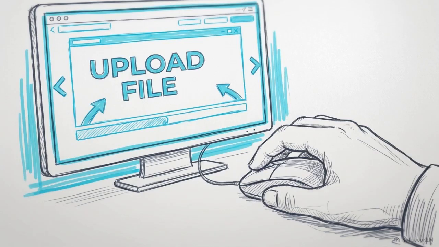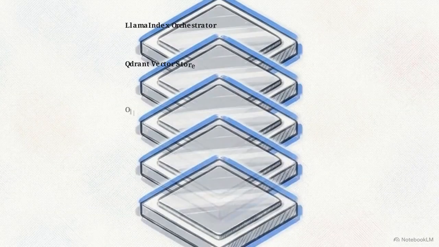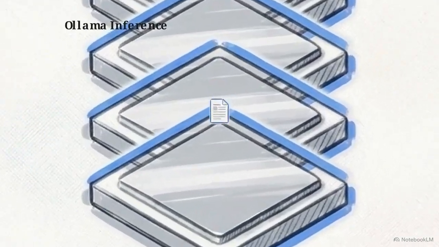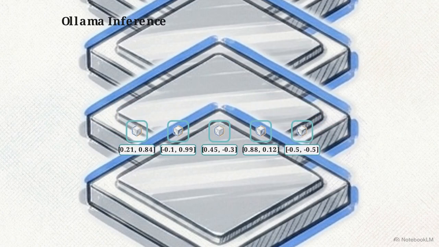The ingestion process begins when a user uploads a sensitive document. The presentation and API layers receive the file and begin preparing it for the local database. The orchestrator parses the document into manageable chunks, while an embedding model converts that text into numerical vectors.